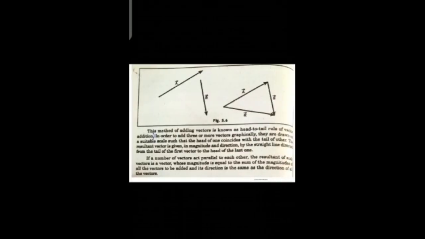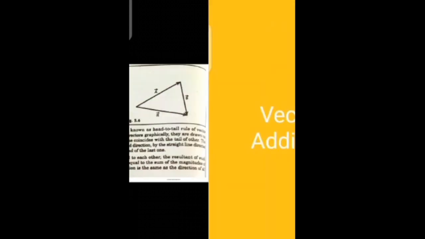Graphical method. In the graphical method, we will talk about the head to tail rule. What is the head to tail rule? For vector A, we join the tail of vector B to the head of vector A, and the vector R is the resultant vector, that is the combination of A plus B.